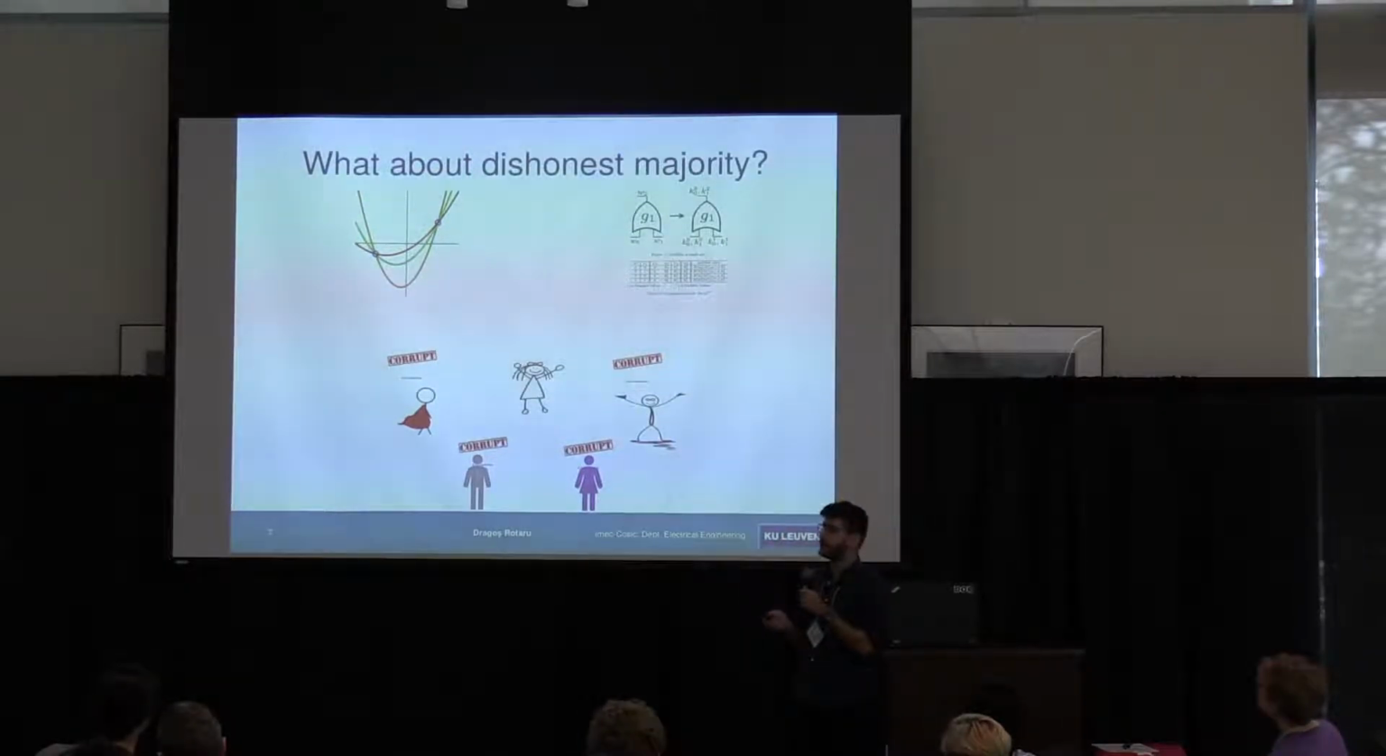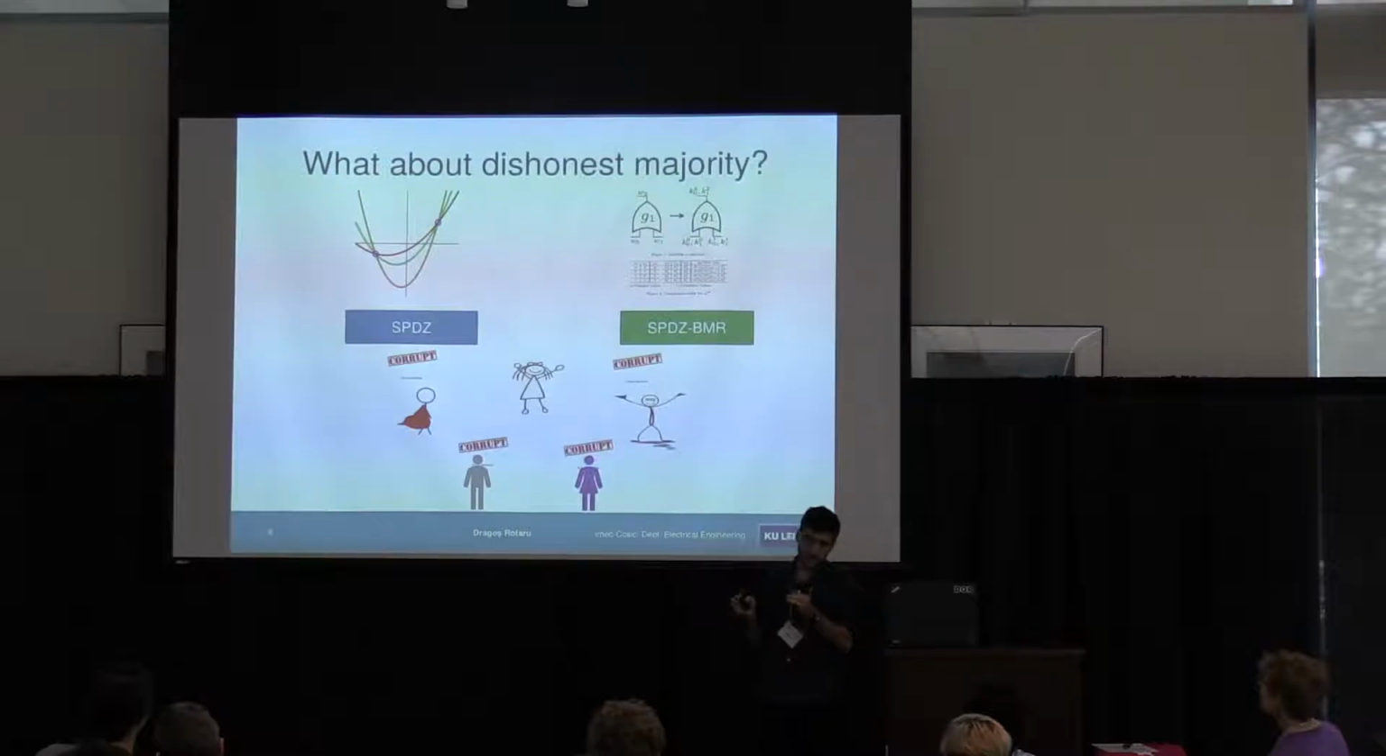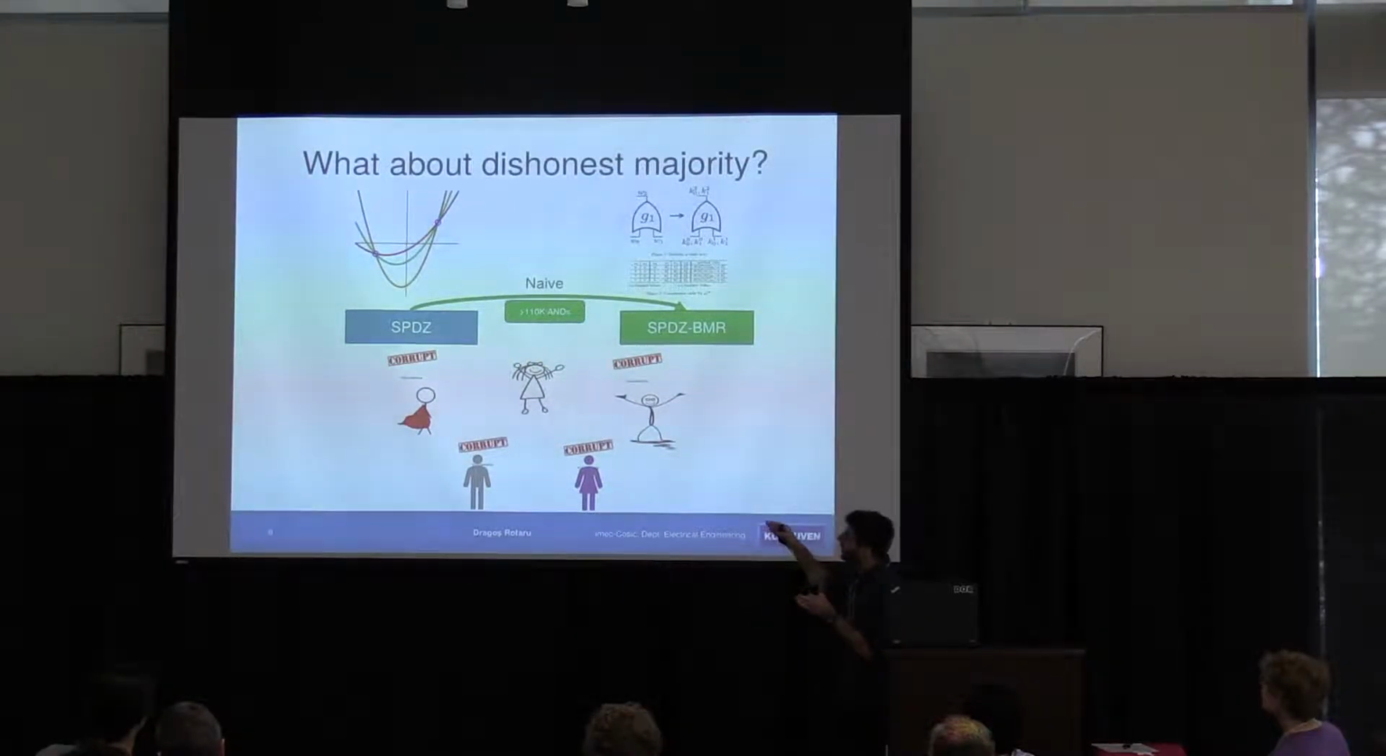So we have multiple parties where all but one can be corrupt, and we want to guarantee the privacy of the honest parties. For the purpose of this talk, we'll focus for pedagogical purposes on SPDZ and SPDZ BMR. And there's a way of doing this. We have SPDZ, which is good for secret sharing and works over mod p arithmetic, and we have SPDZ BMR, which is for the garbled circuit paradigm. And there's a way of switching. The naive version requires around 100,000 AND gates to evaluate in the garbled circuit.